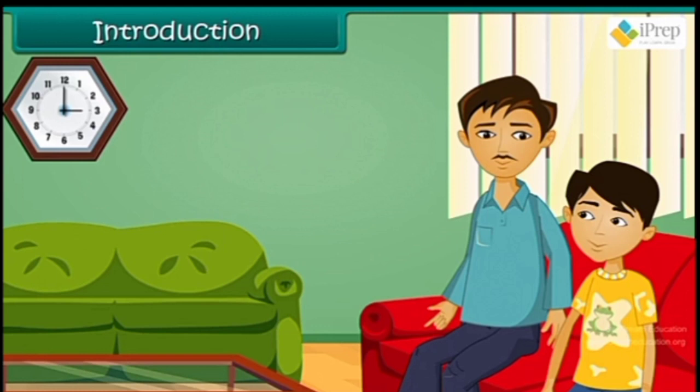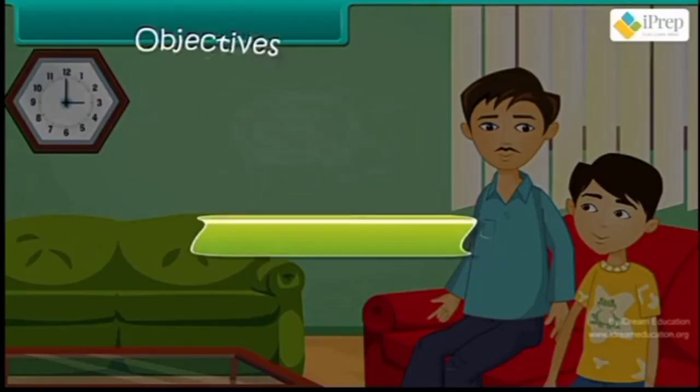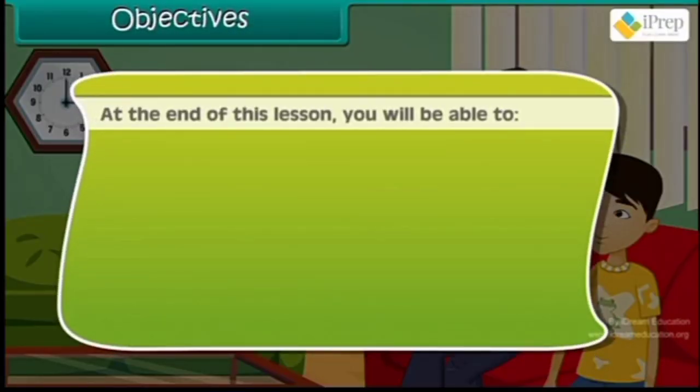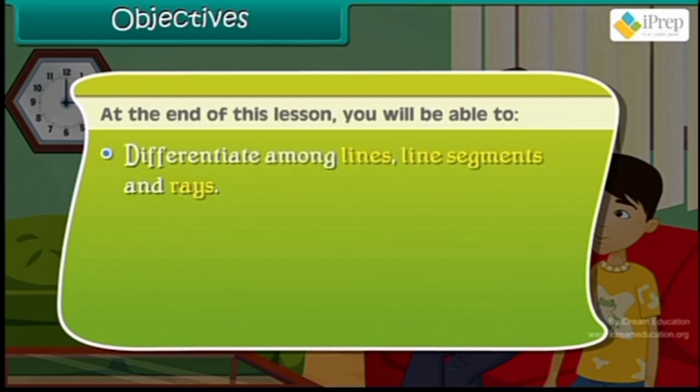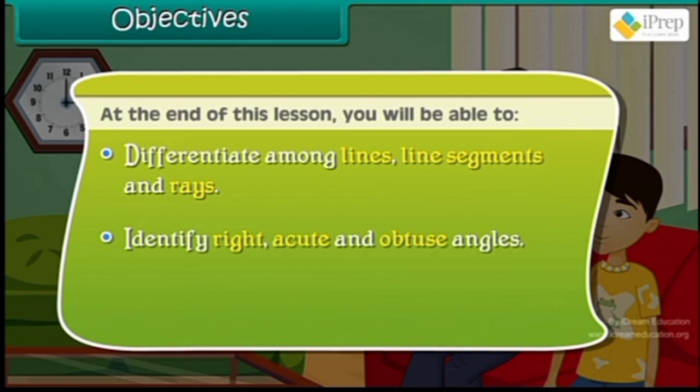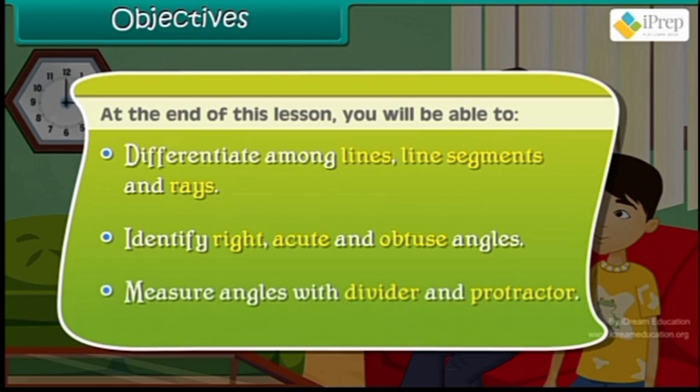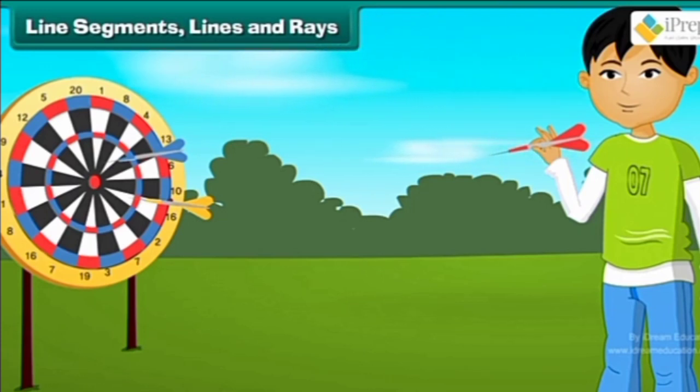Children, in this lesson, you will learn the basics of geometry. Objectives. At the end of this lesson, you will be able to differentiate among lines, line segments, and rays. Identify right, acute, and obtuse angles. Measure angles with divider and protractor. Lines and rays.